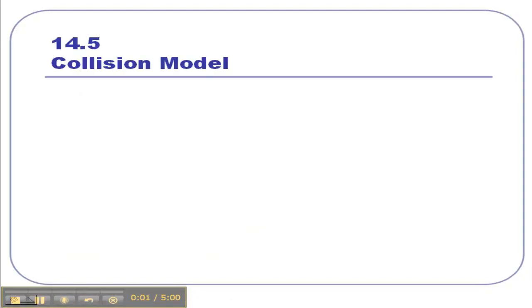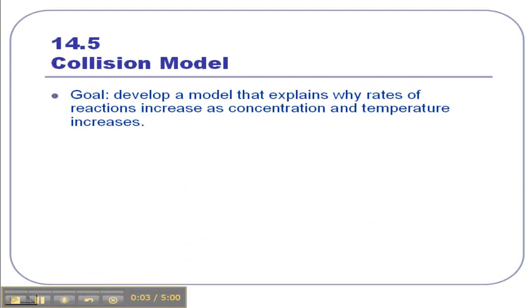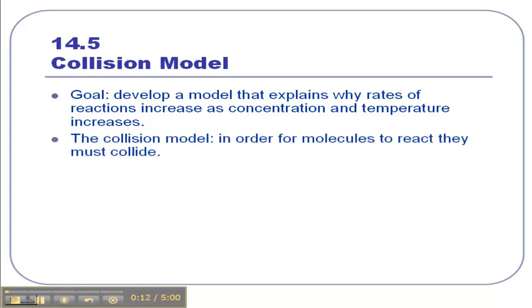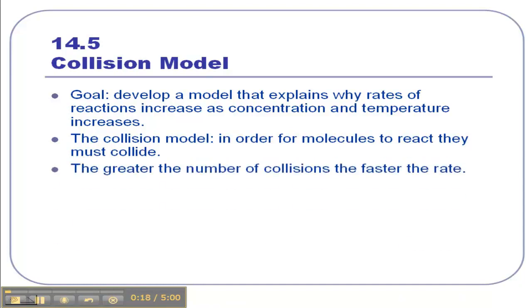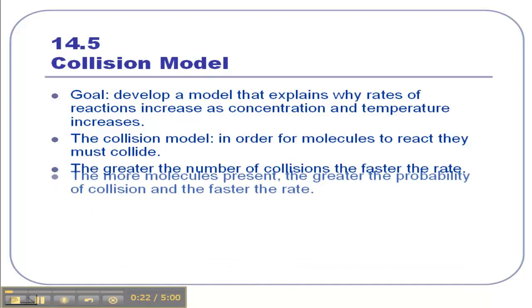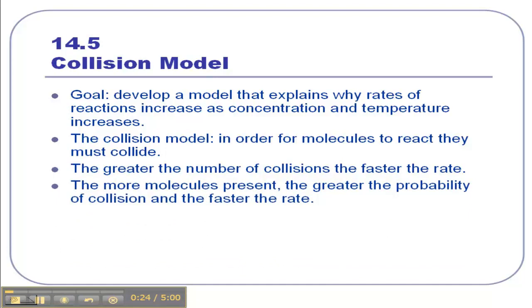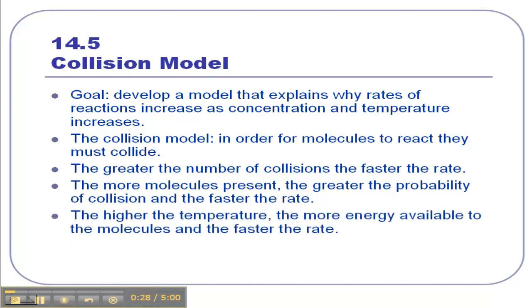We're going to talk about the collision model in 14.5. The goal of this was to develop a model that explains why the rates of reactions increase as concentration and temperature increase. So in order for molecules to react, they must collide. That's the whole basis of the collision model. The greater the number of collisions, the faster the rate. The more molecules that are present, the greater the probability of collision, and the faster the rate.